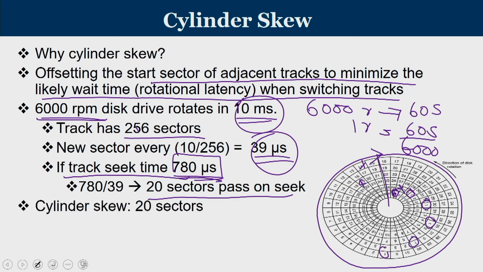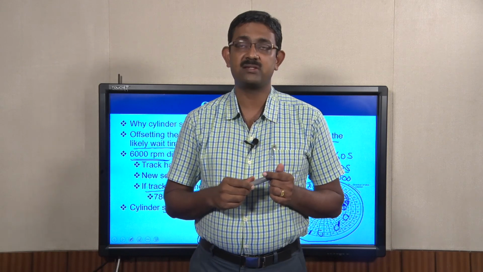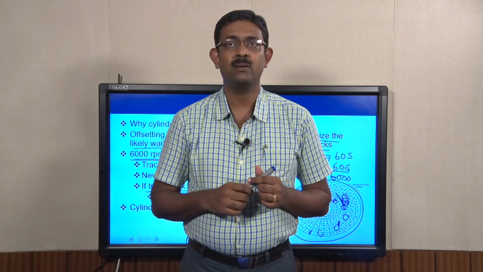So, in the adjacent cylinder, the next sector has to be shifted by 20 sectors. That means, here it is 1, the 1 of the next track should be kept at a distance of 20 sectors. So, somewhere here, then here, like that. This is the way cylinder skew is calculated. So, computation of cylinder skew will help us in finding out how much shifting should be done in adjacent cylinders as far as numbering of the sectors is concerned.